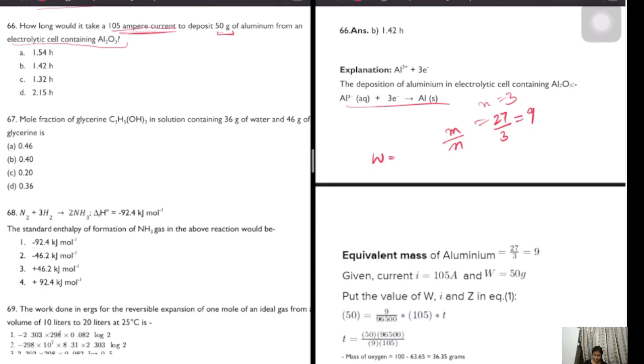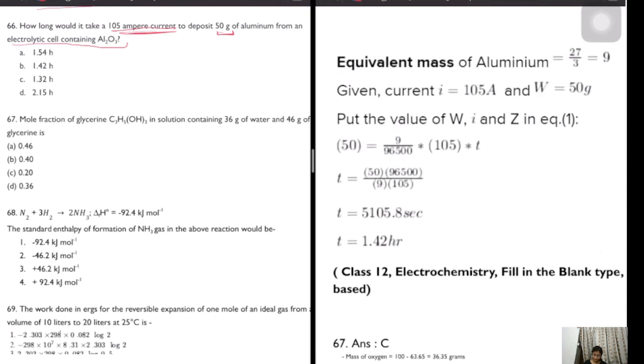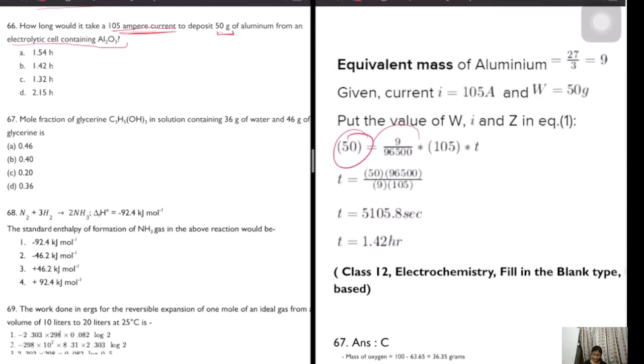Now we need to use the formula W equals ZIt. Now we have W, we have Z, equivalent weight upon F. Then we have I and t. We'll just substitute and get the answer. That comes out to be 1.42 hours. Now we converted this by dividing this value by 60 into 60, minutes and per hour, right?